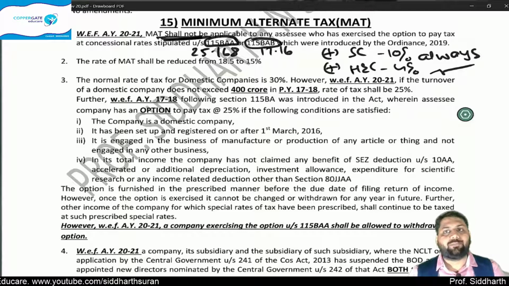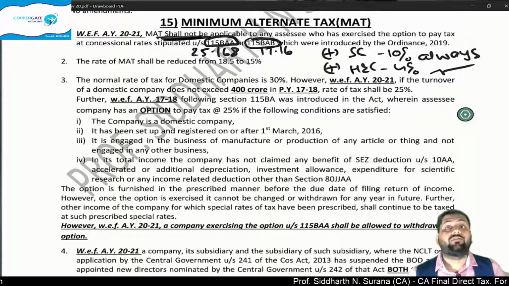Till now, MAT was applicable to all companies subject to certain exceptions like life insurance business, or foreign companies that are opting for presumptive taxation, or a foreign company in a country with which India has a double taxation avoidance agreement and the company does not have a PE in India.